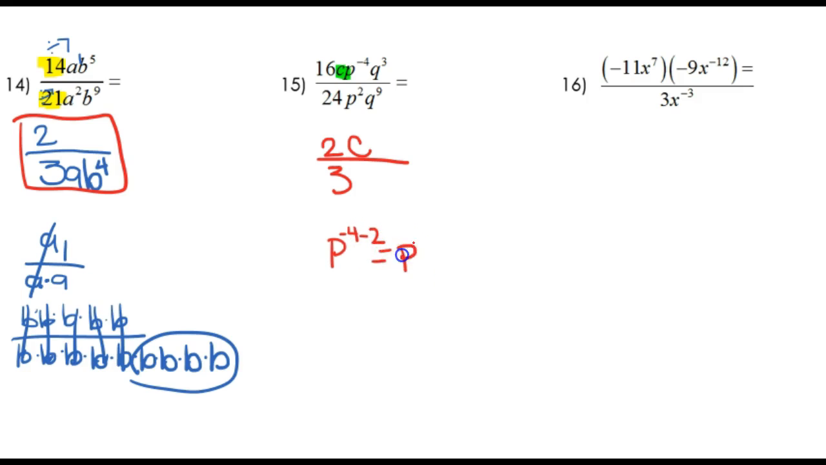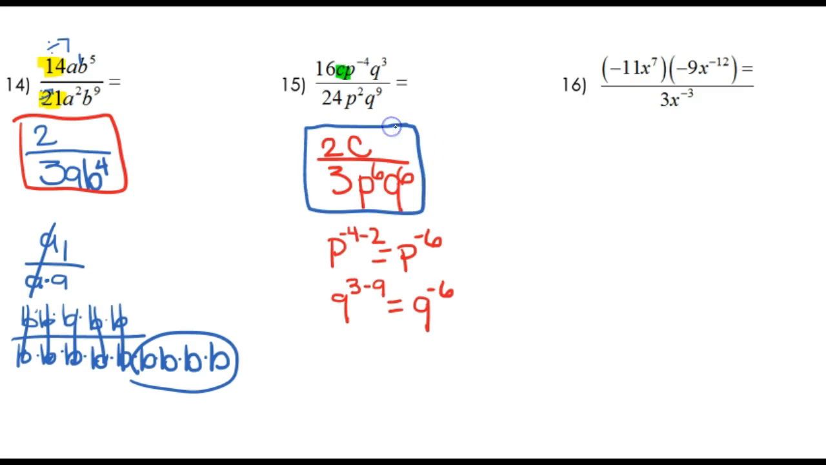That's going to give us p to the negative 6th power, bringing that p to the 6th power into the denominator. Same thing with the q to the 3rd power divided by q to the 9th power. That's q to the 3rd minus 9th power, which is q to the negative 6th power, leaving q in the denominator as well, q to the 6th power. So there is your final answer there.